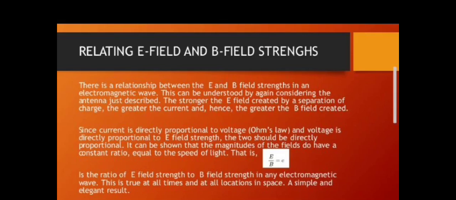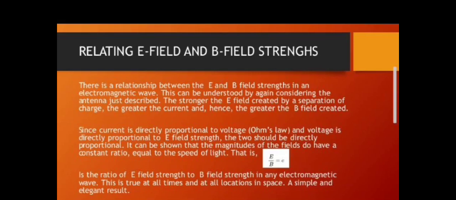It can be shown that the magnitudes of the fields do have a constant ratio equal to the speed of light. That is, E over B equals c, or electric over magnetic equals the speed of light. This is the ratio of the electric field strength to magnetic field strength in any electromagnetic wave. This is true at all times and at all locations in space, a simple and elegant result. So, in an electromagnetic wave, the electric field and magnetic field are directly proportional to each other, and the ratio is always equal to the speed of light.